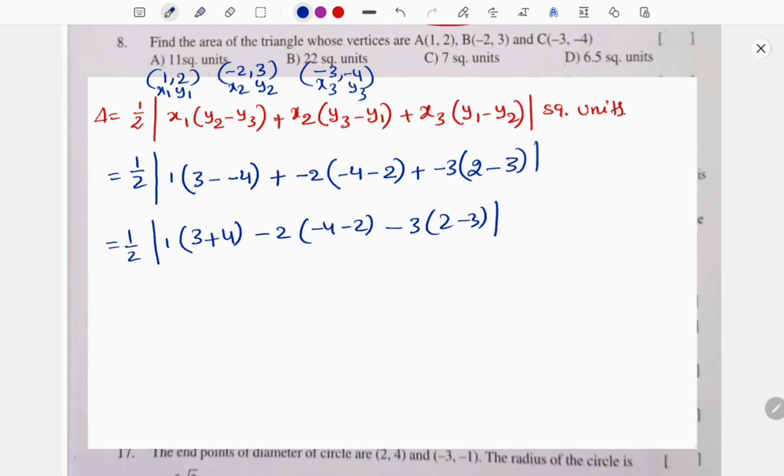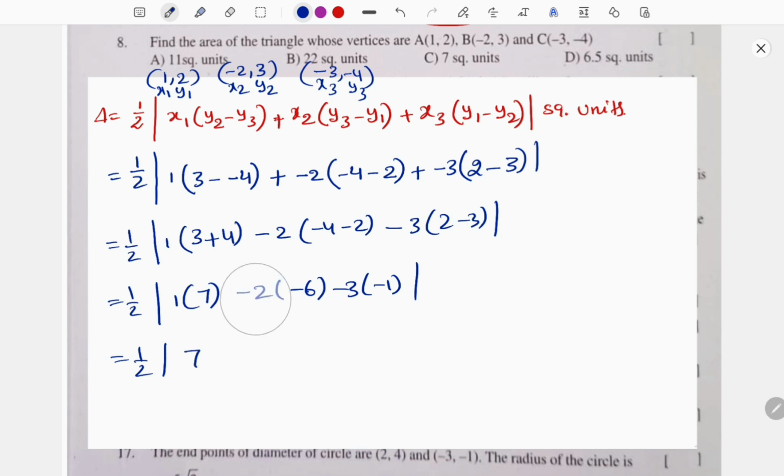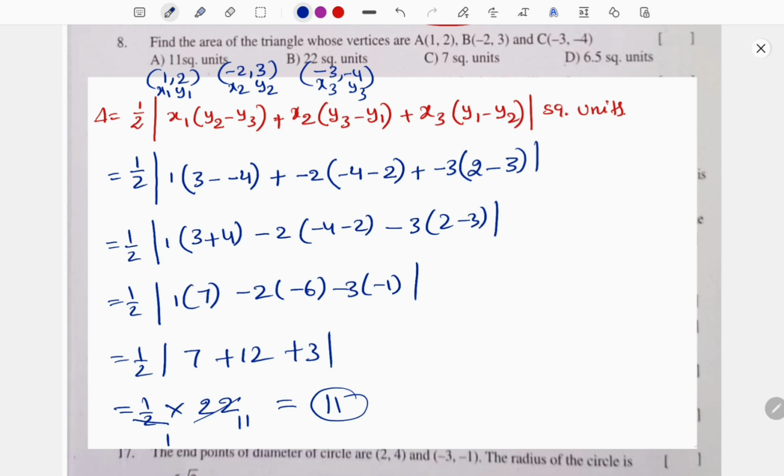Now you can simplify it. That is equal to half into 1 into 7, minus 2 into minus 6, minus 3 into 2 minus 3 is minus 1. So we can get half into 7, minus 2 into minus 6 that is plus 12, and minus 3 into minus 1 is plus 3. So we can get half into 12 plus 7 is 19, plus 3 is 22. Then 2 ones are 2, 11, so 11 square units. So the option is A, the answer. Okay, now see, A, 11 square units, A is the answer.